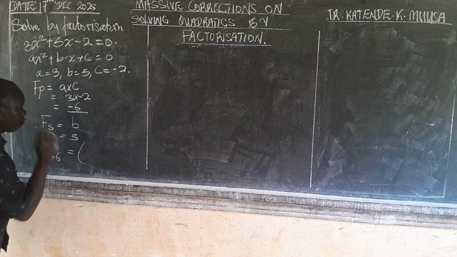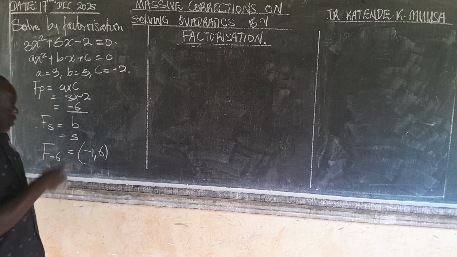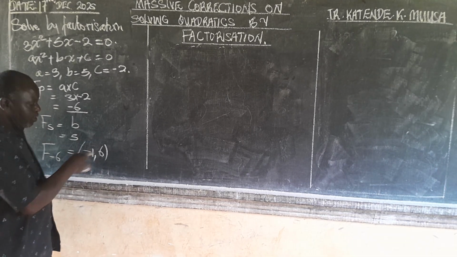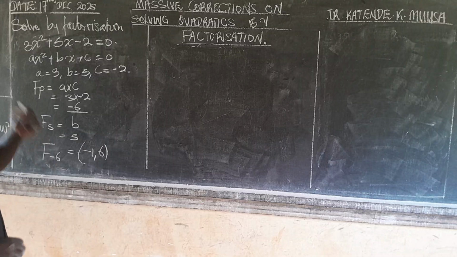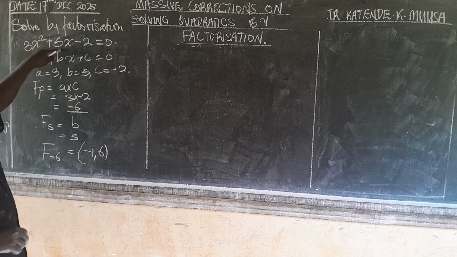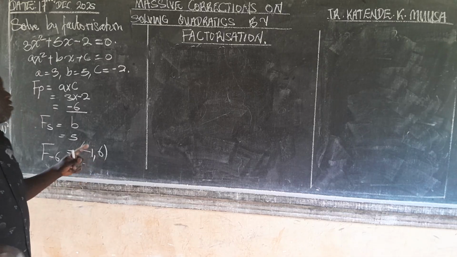We have negative 1 and positive 6. Negative 1 times 6, we get negative 6. Negative 1 plus 6, we get positive 5. So we have to express 5x in terms of negative 1x and positive 6x.